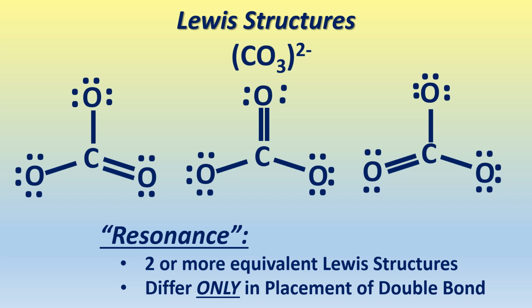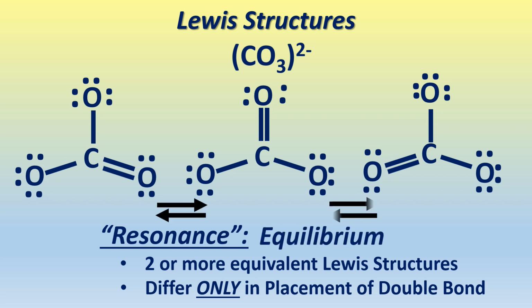In that case, none of the Lewis structures are 100% correct. The correct answer is something in the middle. Essentially, all 3 of these exist in equilibrium, with the double bond always moving around.